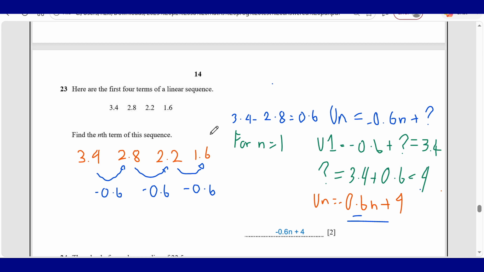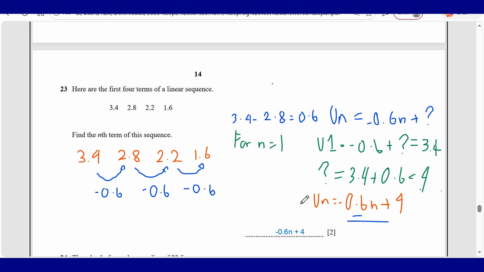How to get that? From unit 1 to unit 2, the difference is 2.8 minus 3.4, that is negative 0.6. So for un, we have un is negative 0.6n plus a number, and if we take n equals 1, unit 1 is 3.4, so we have to find the value of this x. So x will be 3.4 plus 0.6, that is 4. So that's how we got the number 4.